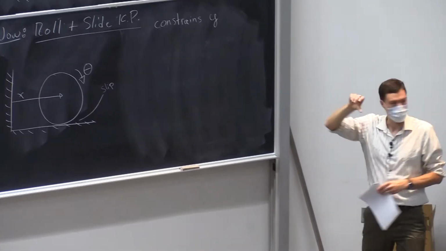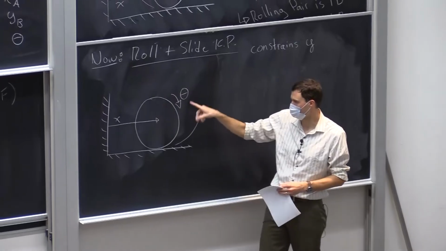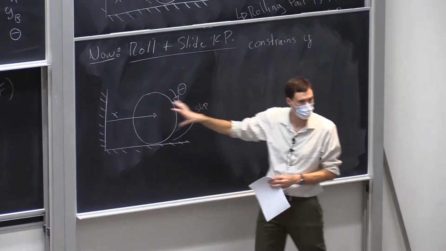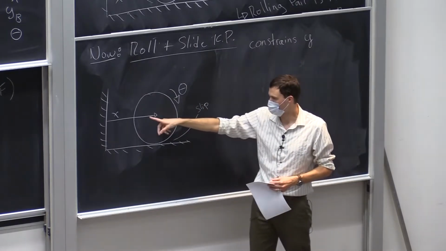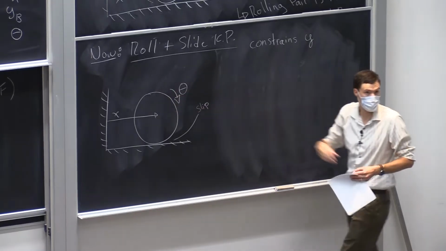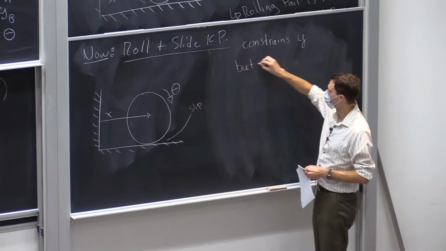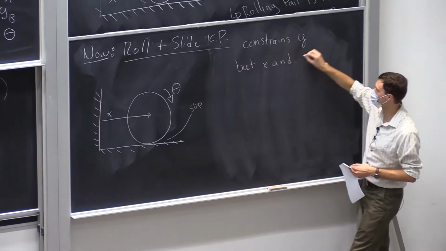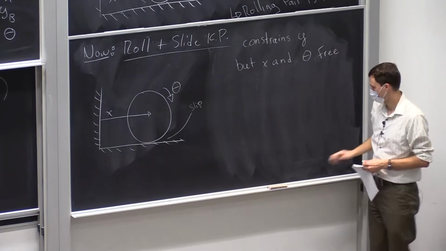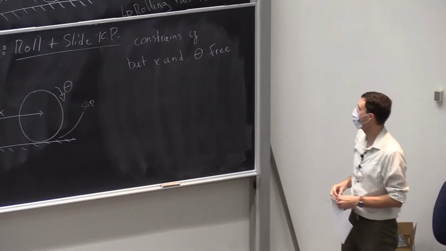But just due to the nature of roll plus slip, right? X can move. Like if you hold theta, x can increase. The whole thing can just slide left and right. Or conversely, you can hold x constant and you can rotate it in place. That would be slipping. You can do either of those. So y is constrained, but x and theta are free. Okay, and this makes sense, right? It's a combination of a sliding and a rolling kinematic pair.